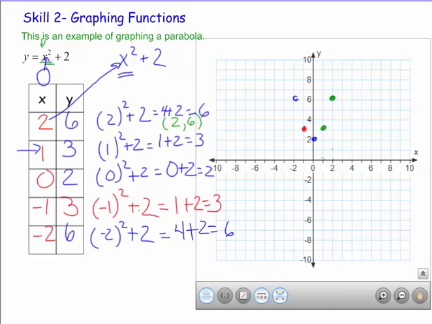All right, you need to connect the dots with a nice smooth U-shaped curve. Remember, this really goes on forever and ever and ever, so put those arrows on unless you want to keep choosing points.